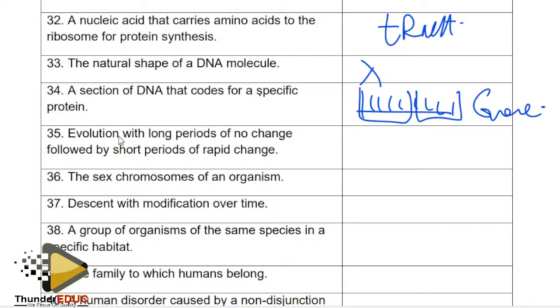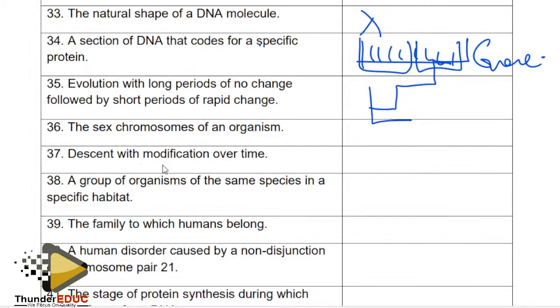And then they're saying evolution with a long period of no change followed by short periods of rapid change. Don't forget that. Remember, it is long periods of no change, rapid periods of change, like that. So sex chromosomes of organisms, how do you call that? Gonosomes. The descent with modification, how do you call descent with modification?